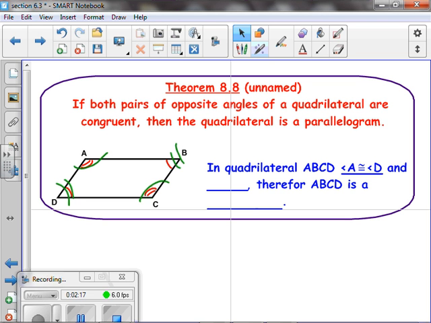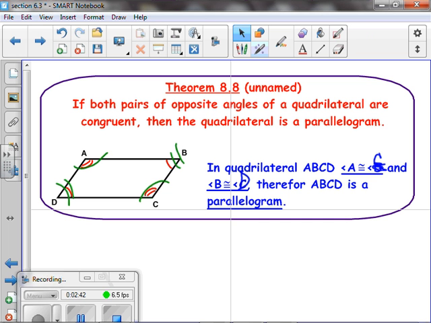In quadrilateral ABCD, we know that angle A is congruent to angle D. I apologize, that is not correct. We know that angle A is congruent to angle C. So go ahead and make that correction on your paper. And we know that angle B is congruent to angle, not C, but D. Therefore, ABCD is a parallelogram.